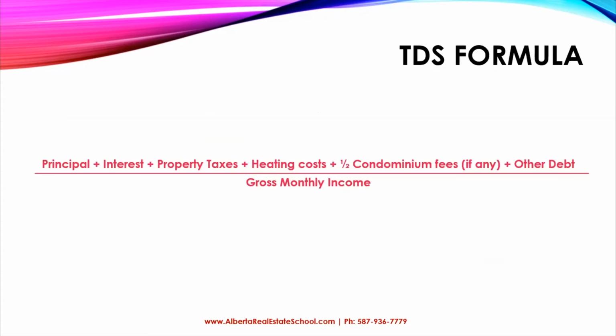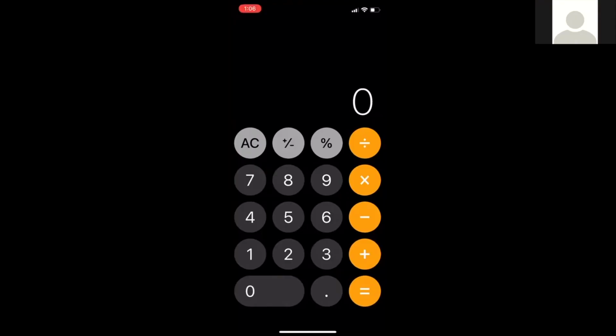Now, again, the formula that we will use for calculating the TDS would be principal plus interest plus property taxes plus heating costs and half of the condominium fees. In this case, there are no condo fees, so we will ignore that, plus other debt. So in this case, we had a secured line of credit, so we need to take the payment for that, and we divide that by monthly income.